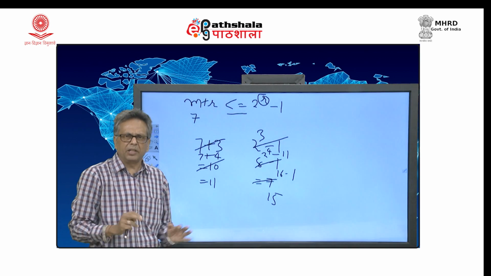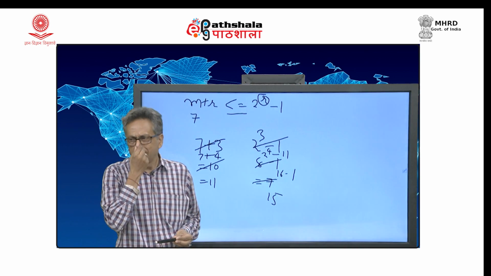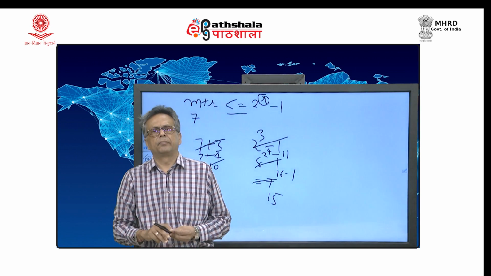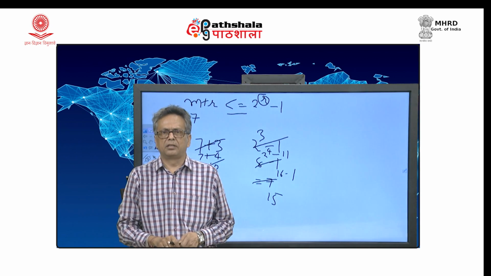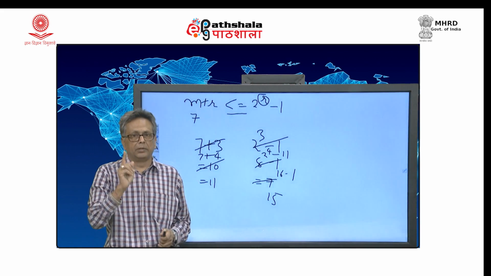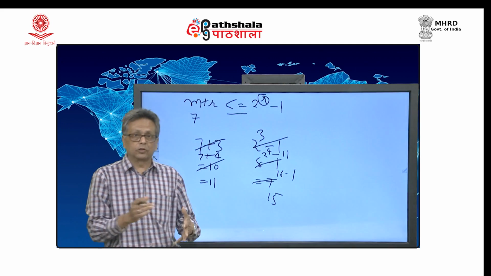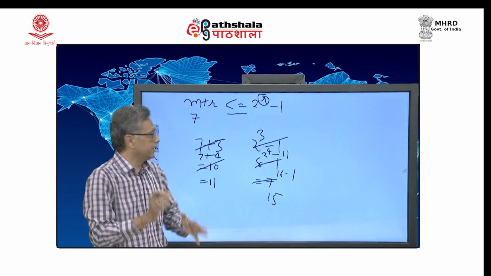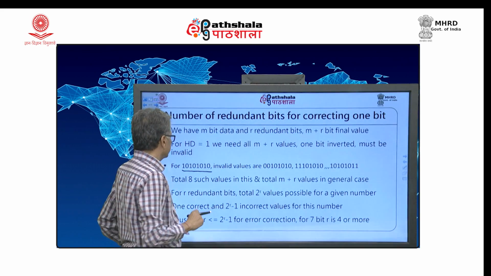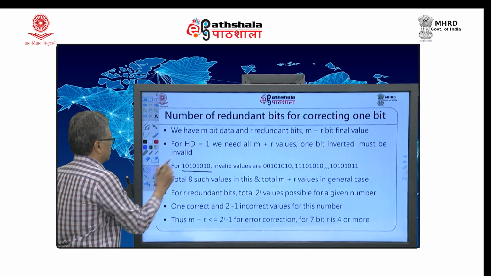What does that mean? That means that if I am sending an ASCII byte of 7 bits, a character of 7 bits, I need 4 redundant bits minimum to catch 1 bit error, and Hamming actually provided a method where you can actually do it. Okay. So, let us talk about that. Okay. So, here the discussion which we had.